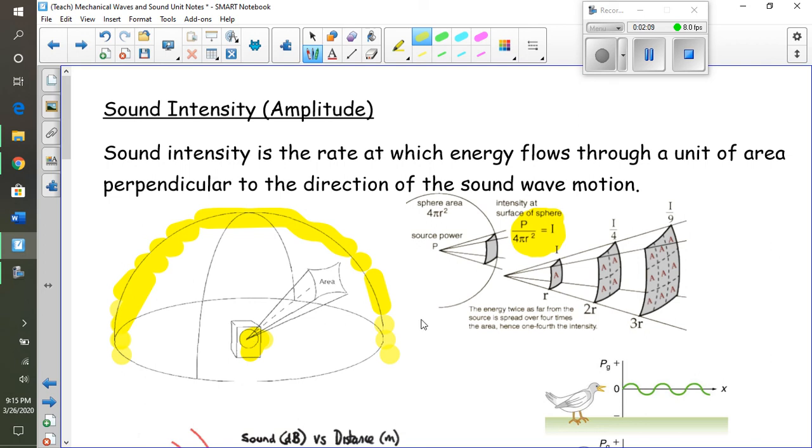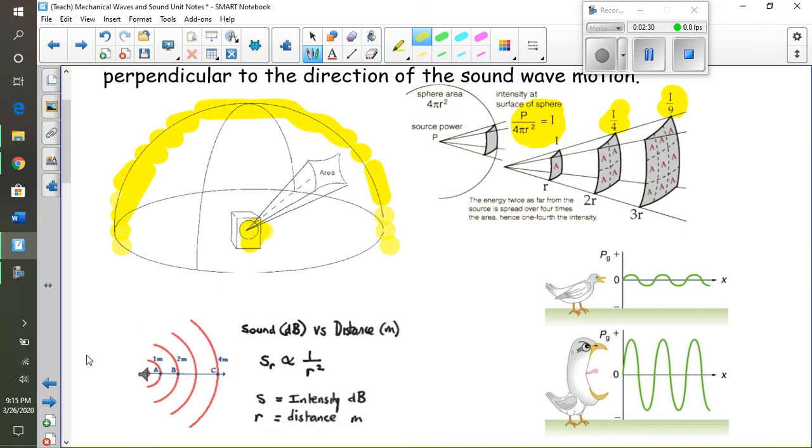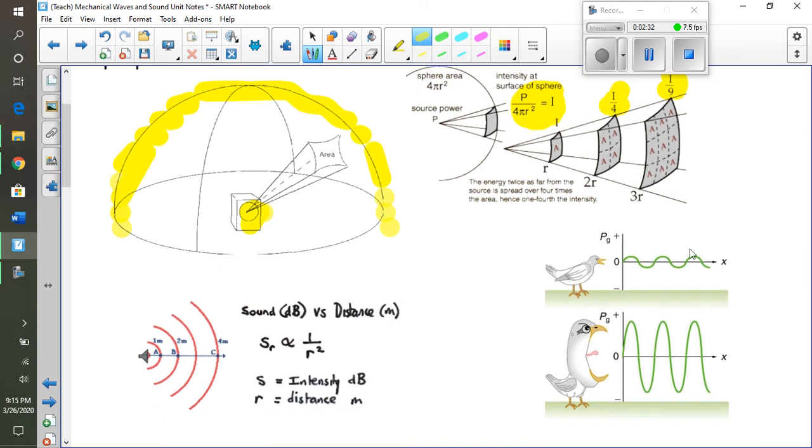And notice that sound is going to obey the inverse square law. So if I double my distance, I get 1/4 the intensity. If I triple my distance, I've got 1/9, 1/16, 1/25, and so on and so forth. So sound obeys an inverse square law. When it comes to measuring this, it kind of goes with the amplitude. The larger the amplitude, the louder the sound is, at least the louder the intensity is.